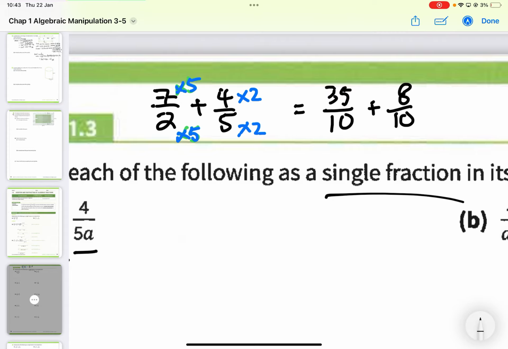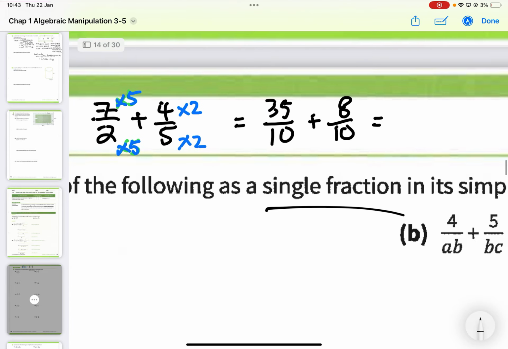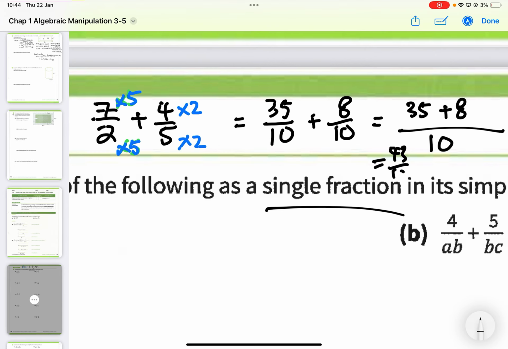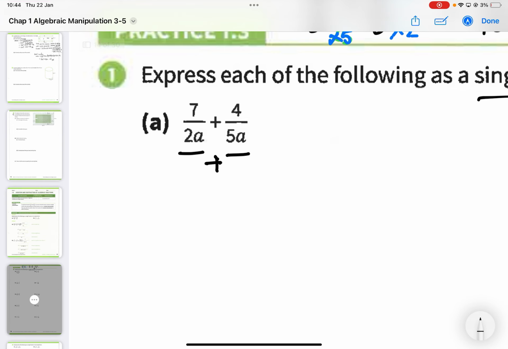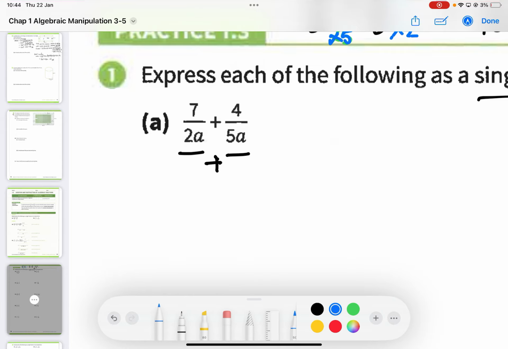Once I have the common denominator, I write them into the same fraction, one denominator. Then I take the first numerator, I add the second numerator. And finally, simplify. So this step is exactly the same when we do it with algebra. Just that this time round there are alphabets inside, but no change, we are adding fractions. Adding fractions, we make a common denominator.